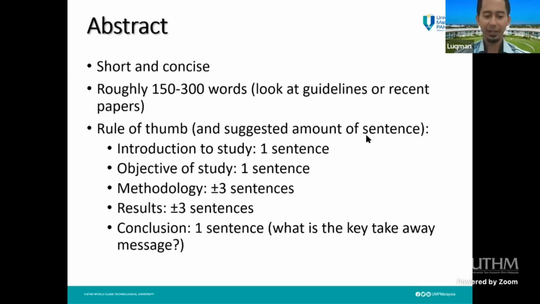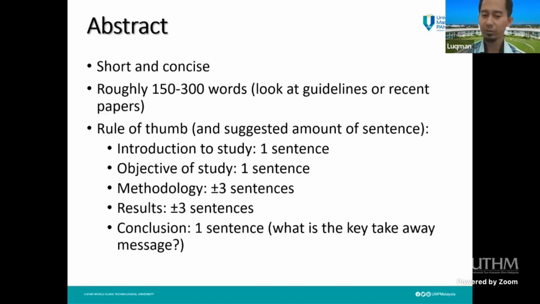Okay, abstract. After the title, of course there's the abstract. The abstract is also very important because people usually read the abstract first. If the article is paid and they can't see inside, people will only see the abstract. So keep it short and concise, around 150 to 200 words. But sometimes there are guidelines in the format. If it says only 100 words, for example, then comply.